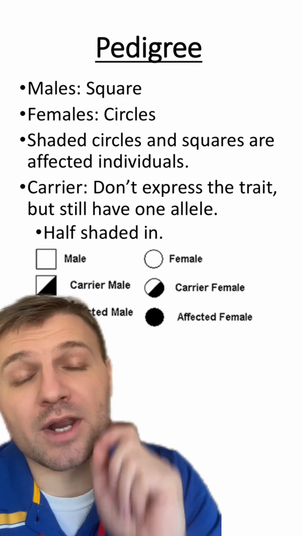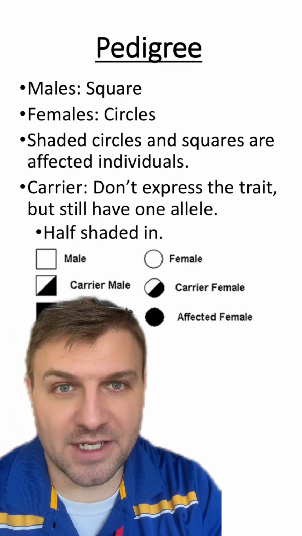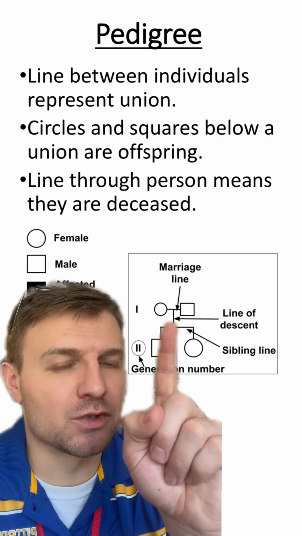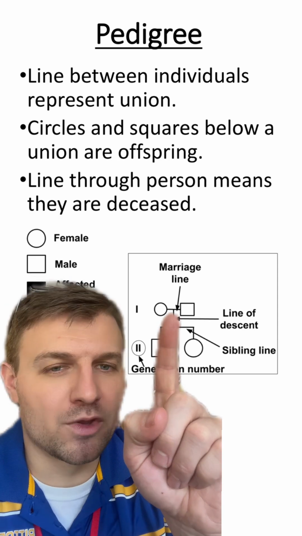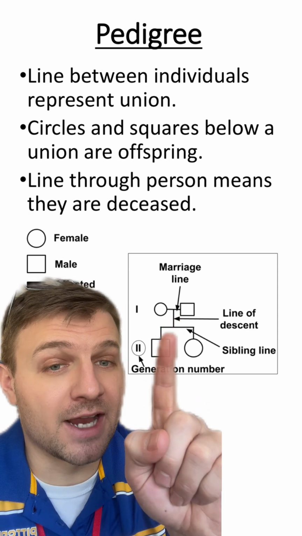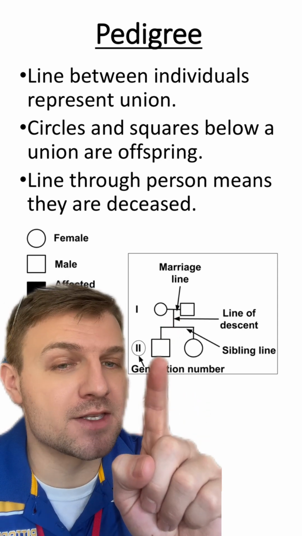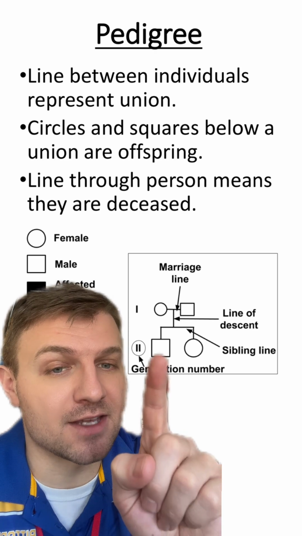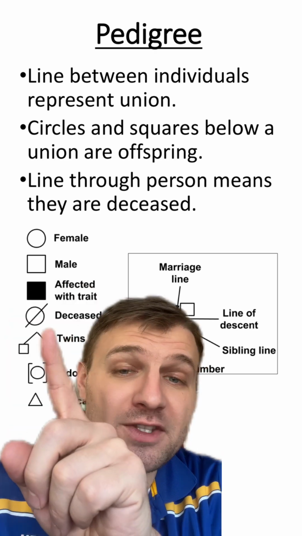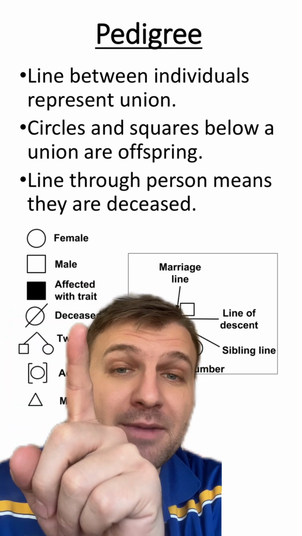Males and females that don't have a trait aren't shaded in, they're empty. When there is a line between two individuals, we call that line a marriage line. When there's a line that protrudes down from this line, that shows a line of descent. That usually means they have offspring. In this case, they have a son and a daughter. Side note, if you see a line through a person like this, that means they've passed away.